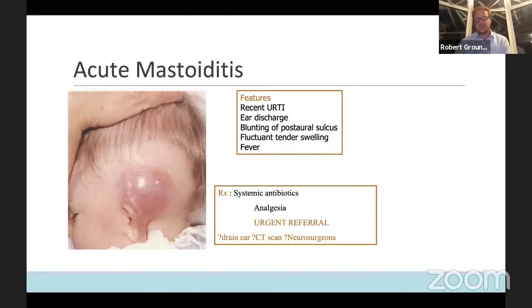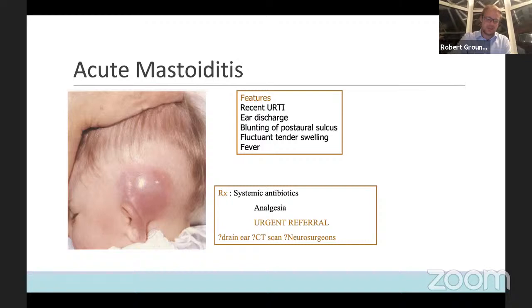Most trusts I've worked in, we tend to give ceftriaxone that gives cover into the brain as well. Obviously, plenty of painkillers. And we'd admit them, blue light them through to A&E and then into an ENT ward. The management initially, you know, there was a little bit of controversy about what the best thing to do is.